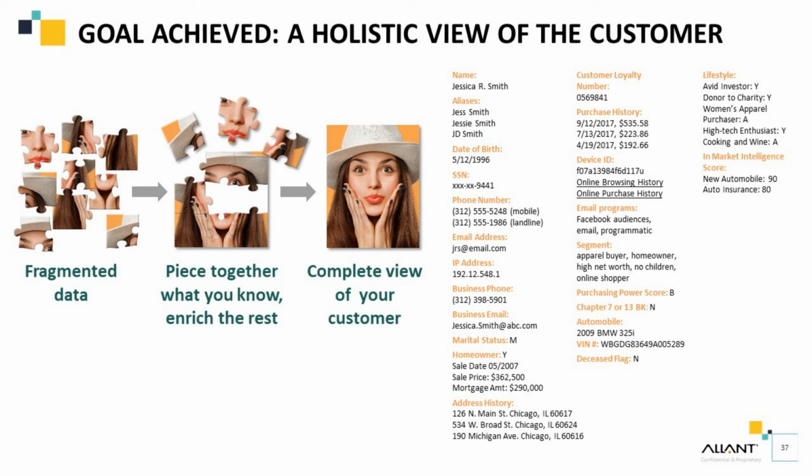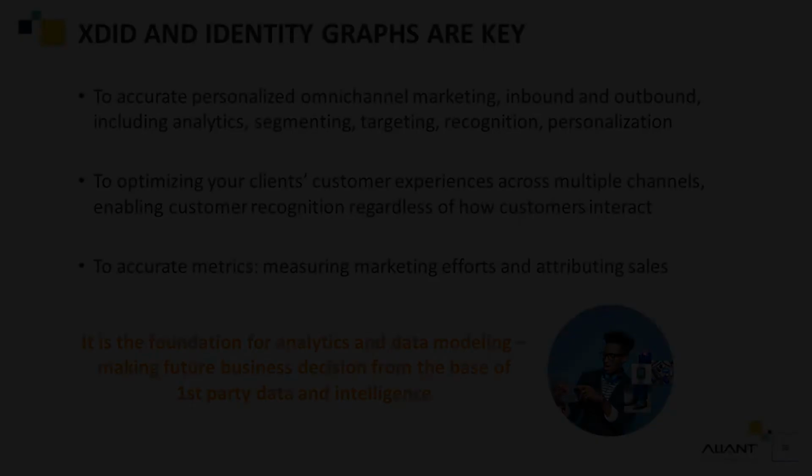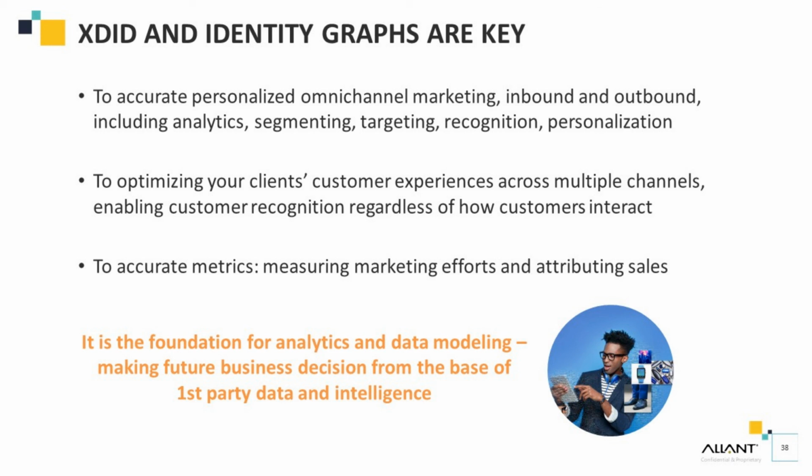Cross-device identification and identity graphs are key to accurate, personalized, omni-channel marketing, including inbound and outbound, analytics, segmentation, targeting, recognition, and personalization. They provide more accurate and complete data and also improve the accuracy of automated messaging, AI, and machine learning.